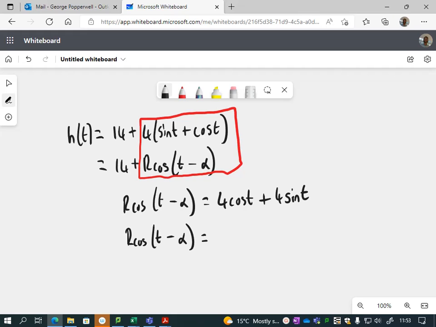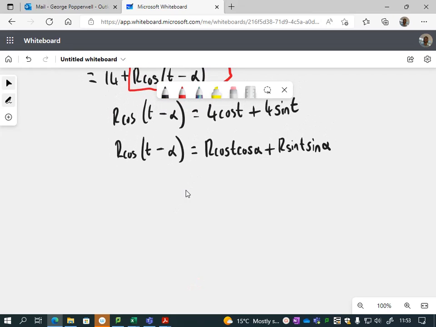I'm going to write that as r cos t cos alpha plus r sine t sine alpha. Then comparing things, this is my cos t term, and this is my cos t term. So I know from that r cos alpha is equal to 4, and vice versa over on this sine t term, I know that r sine alpha is equal to 4.